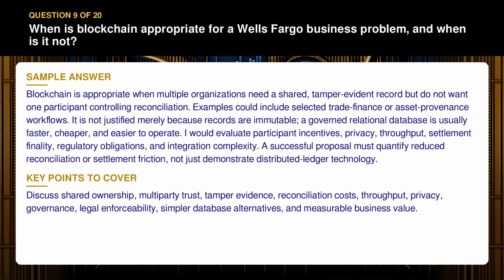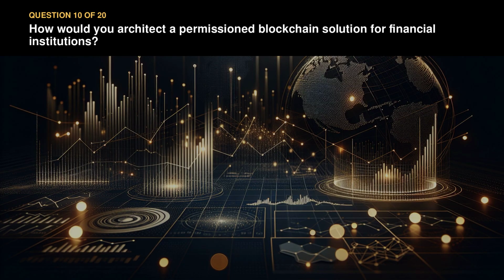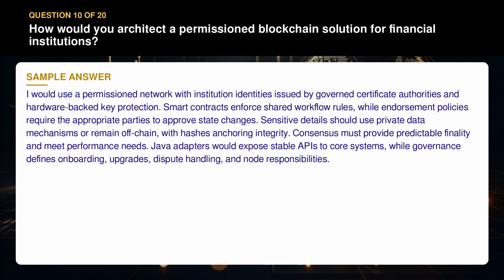Discuss shared ownership, multi-party trust, tamper evidence, reconciliation costs, throughput, privacy, governance, legal enforceability, simpler database alternatives, and measurable business value. Question 10. How would you architect a permissioned blockchain solution for financial institutions? I would use a permissioned network with institution identities issued by governed certificate authorities and hardware-backed key protection.